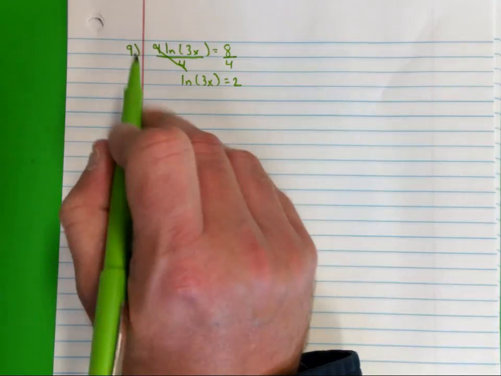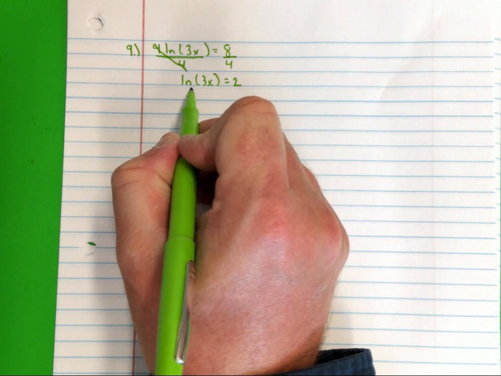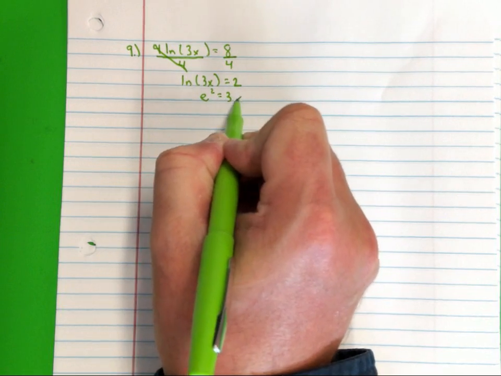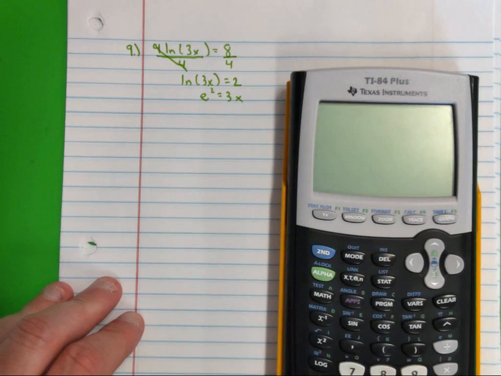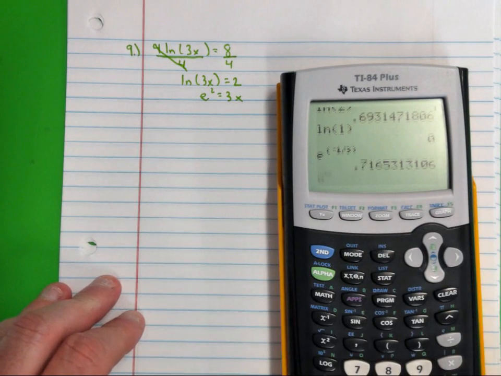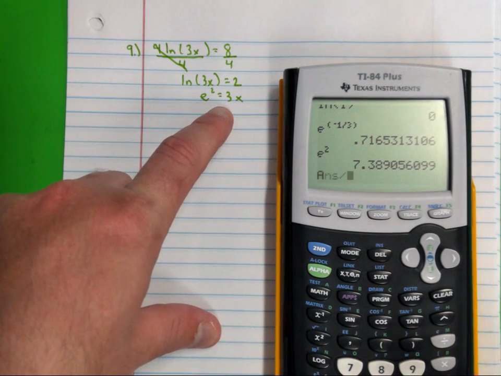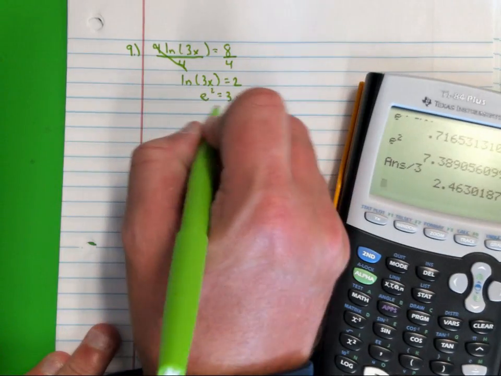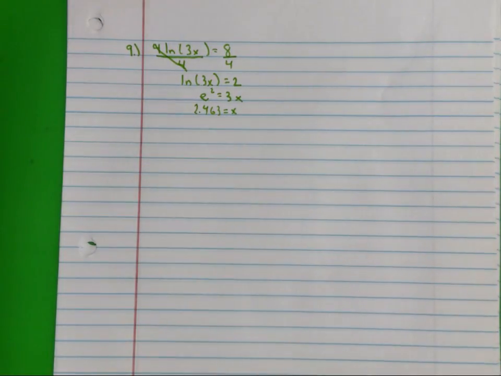Now that the log is by itself, you're going to put it in exponential form. The understood base here is the natural exponential function, the number e. E raised to the second equals 3x. So we're going to take our calculator. E to the second. We'll get that value. Then divide it by 3. And you get 2.463 equals x.